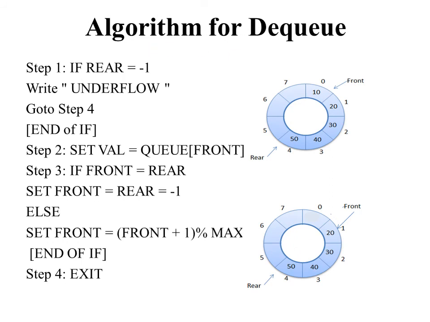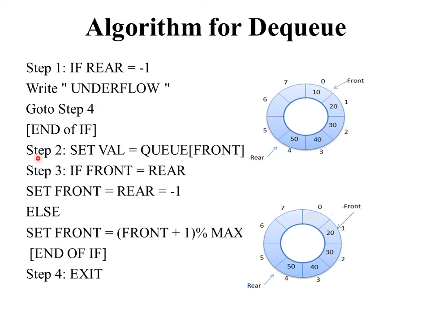Algorithm for DQ. Step 1: if rear is equal to -1, write underflow, go to step 4, end of if. So in step 1, we check whether Q is empty or not. If Q is empty, then write underflow, and here our algorithm stops. So how do we check whether the queue is empty or not? Right, if rear is equal to -1.